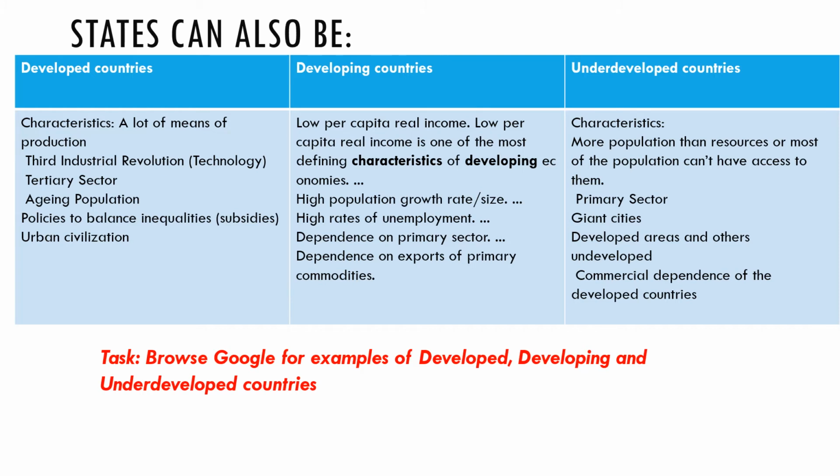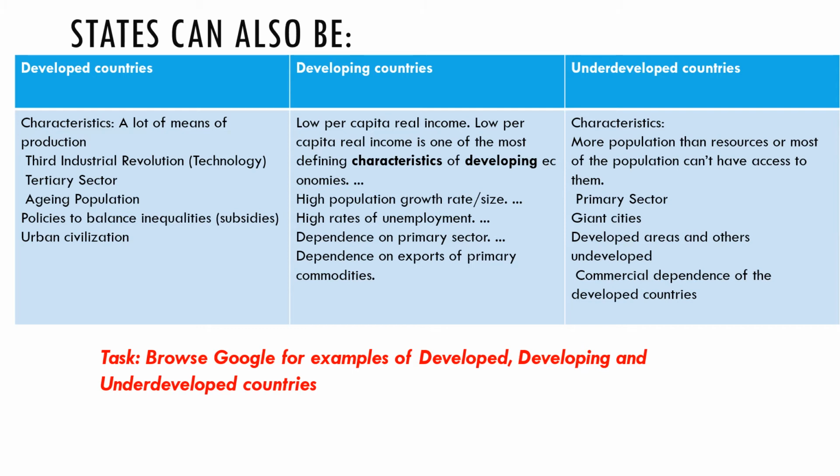Policies would be directed to balance inequalities, and it's based on subsidies. And we might notice one of the main characteristics: these countries have a high number of urban population. If we're talking about developing countries, they have a low per capita real income, whereas in developed countries the income is high per capita.